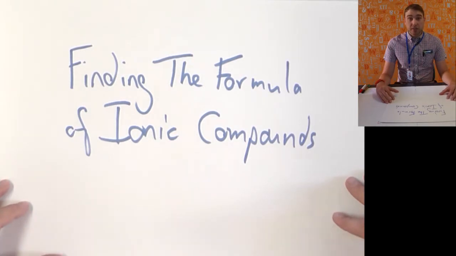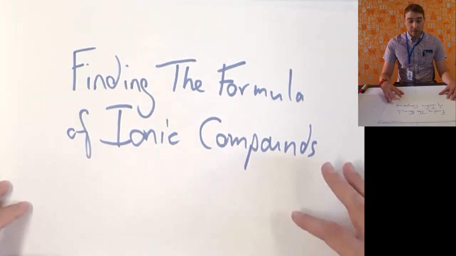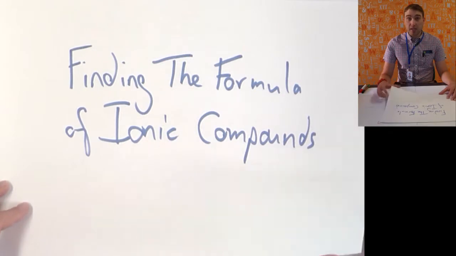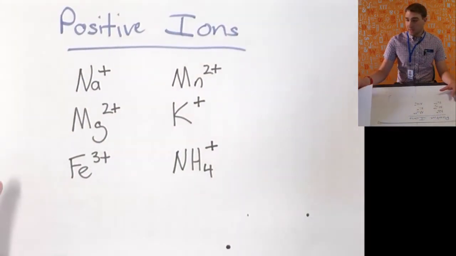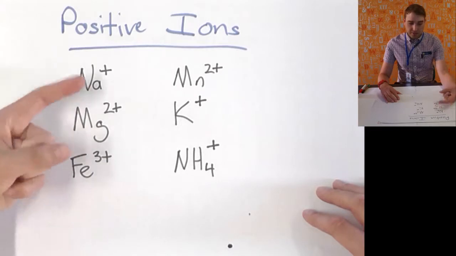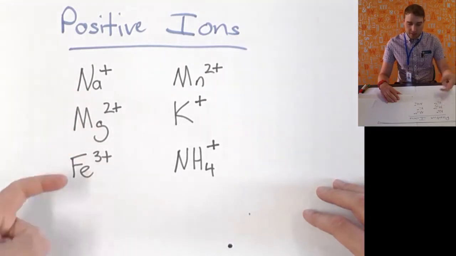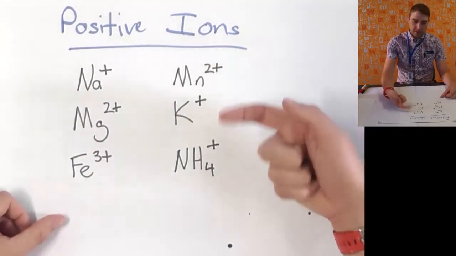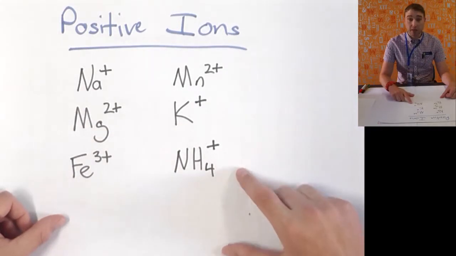Today at Flipping Science we're going to be looking at finding the formulae of ionic compounds given the ions that make up the ionic compound. To start with, we're going to look at some of the positive ions that you might come across when we're doing this. We've got some examples here. We've got sodium ion, magnesium ion, ferric ion, manganese ion, potassium ion and the ammonium ion.